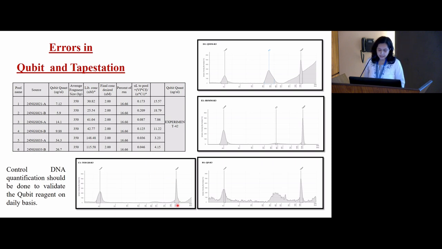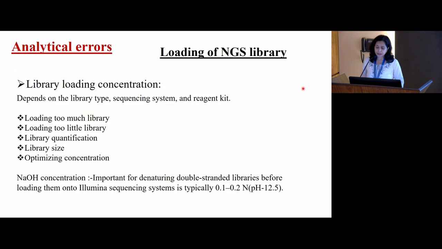And in TapeStation, if you are getting these kinds of peaks, the machine will not give you any results. Sometimes you can get a very flat peak. It is there at 372, but the concentration is very low. But here you can see a proper peak, but some higher base pair fragments are there. So this could be an error of your fragmentation also.